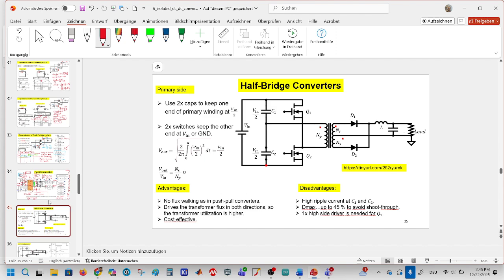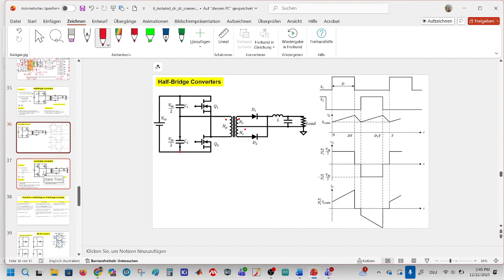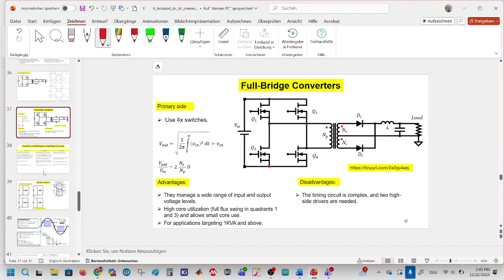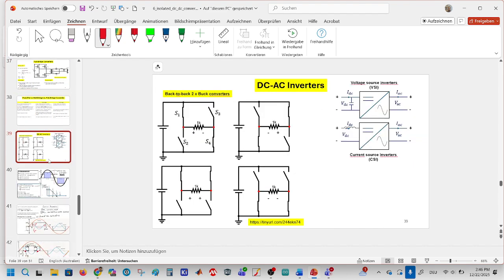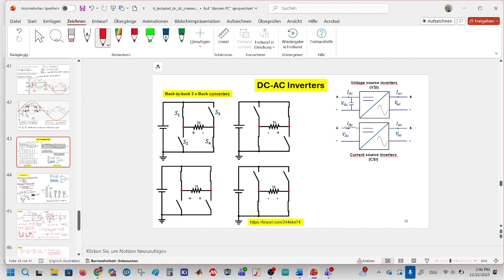The next lecture will be about half bridge and full bridge converters. We have time. I think we can also cover the DC-AC inverters here.